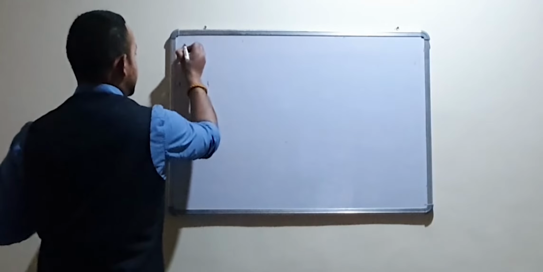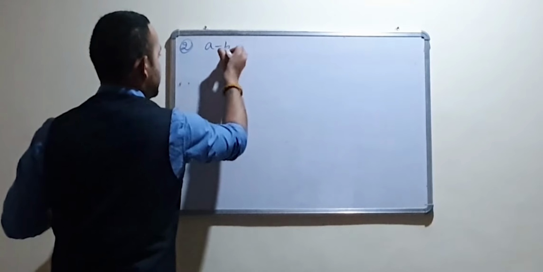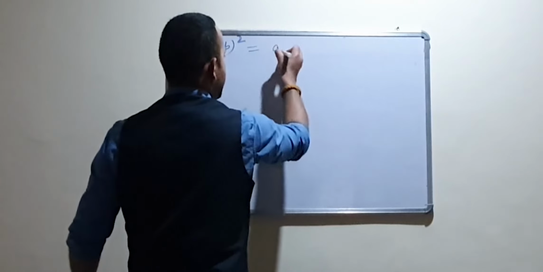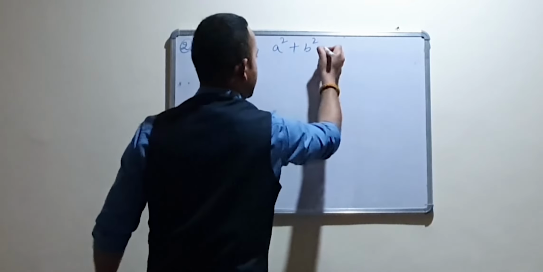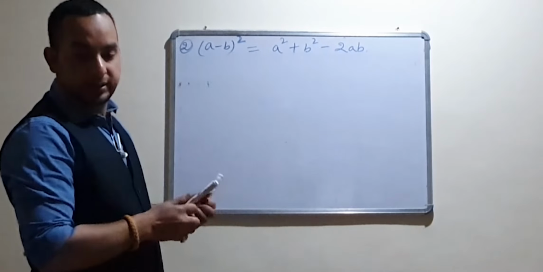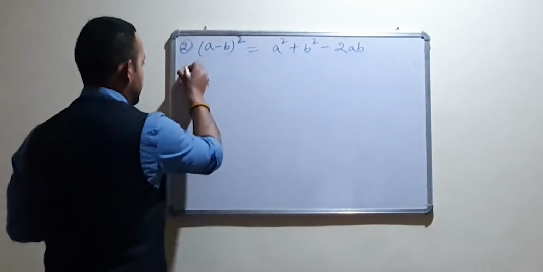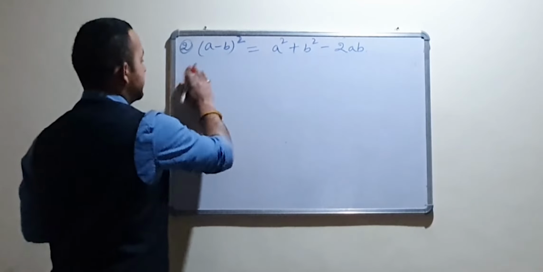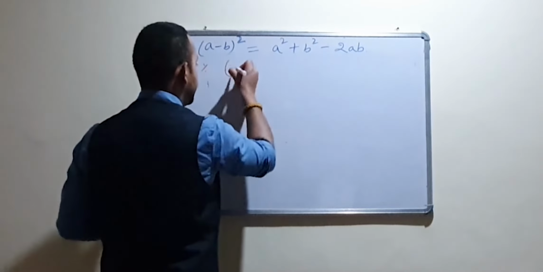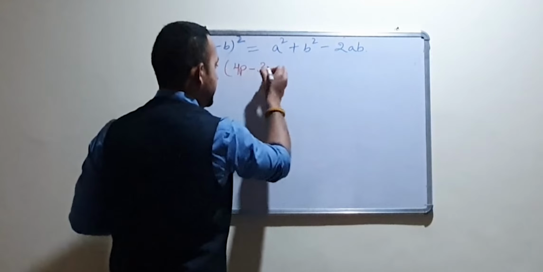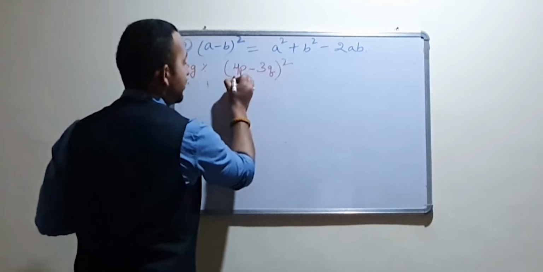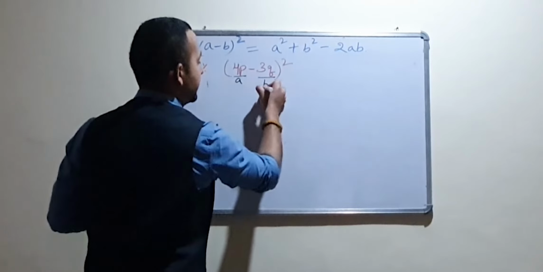Now our second identity is a minus b whole square. Formula is a square plus b square minus 2ab. Now on the basis of this, again we are going to solve one question. So I'll give you one example. So your example is 4p minus 3q square. So in place of A you have 4p, in place of B you have 3q.